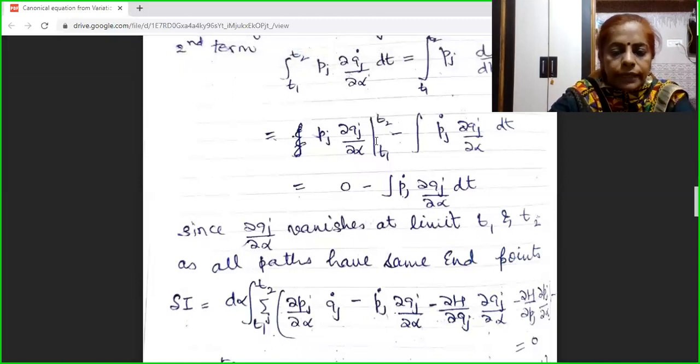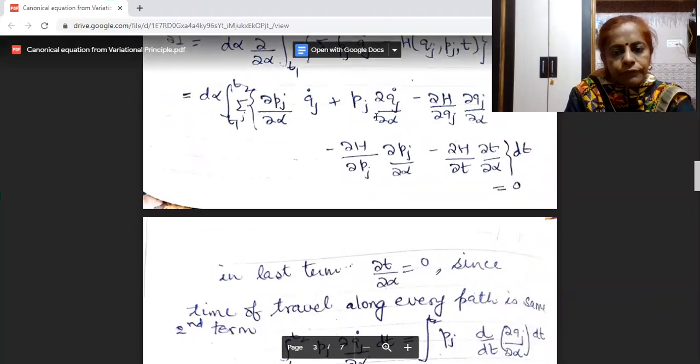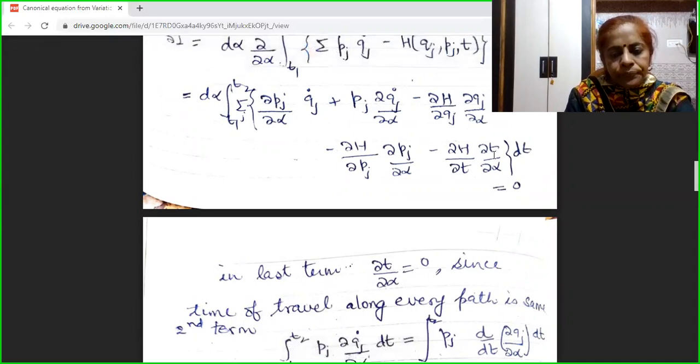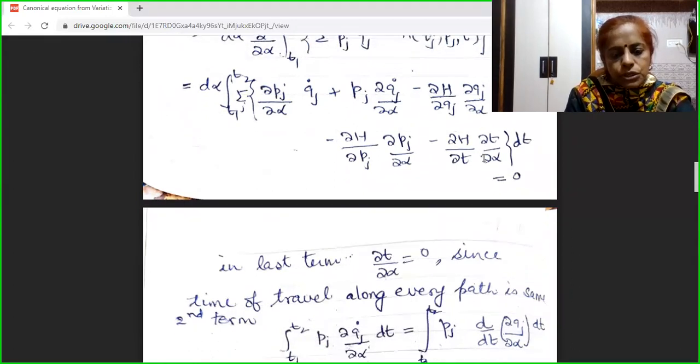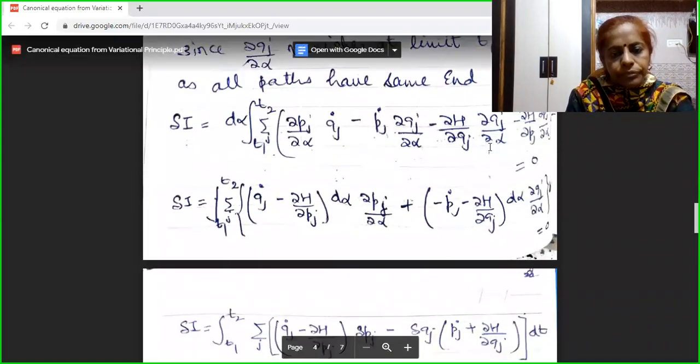Since we know that the initial and final points, that means end points, are the same for all paths, this variation will be 0. So instead of the second term, I am putting minus pj dot del qj by del alpha dt. Recollecting all the terms, the first term being the same, third and fourth being the same, and the fifth term is 0 because del t by del alpha is 0. So I am left with this expression.